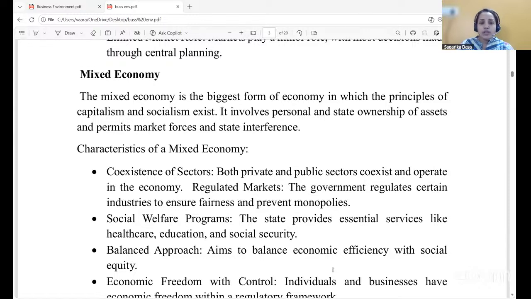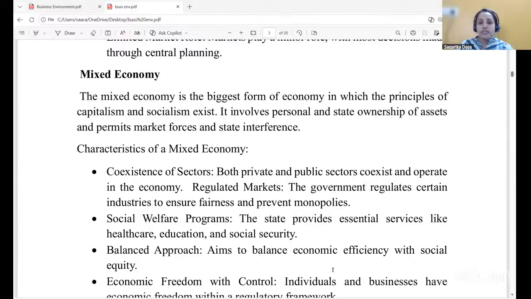And in some of the sectors, both the private sector as well as the public sector exist and operate in the economy. India is the best example of this mixed economy. In India, some sectors are restricted purely to the government sector, some are restricted purely to the private sector, and some sectors are owned by both private as well as public.